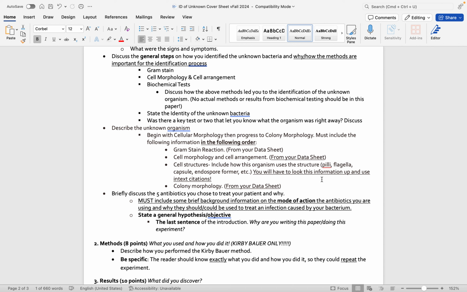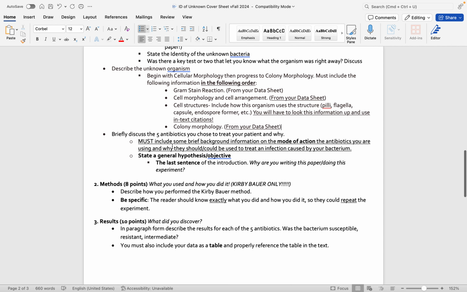like any flagella, or now that you know what it is, you can research that organism, right? So you're going to read about how it uses structures like pili, flagella, maybe a capsule, or maybe it's an endospore former. You're going to have to look this information up and use in-text citations. Colony morphology will also be discussed here.